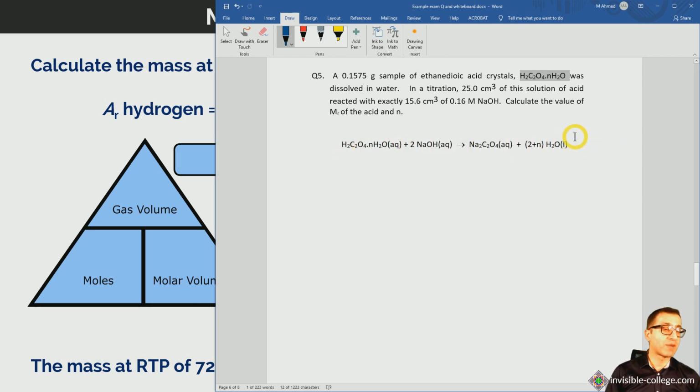So again, I'm going to pause and let you have a go at this one for yourselves. See what you can come up with for this one, and then we'll go through the solution.